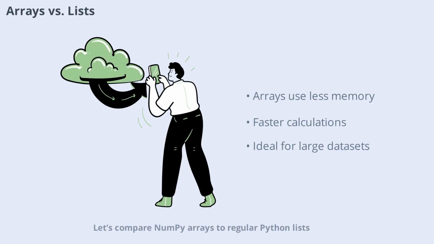Let's compare NumPy arrays to regular Python lists. While lists are flexible and easy to use, they're not optimized for numerical operations. NumPy arrays, on the other hand, are specifically designed for mathematical calculations. They use less memory and allow you to perform operations much more quickly. This difference becomes especially noticeable when you're working with large datasets or need to perform complex calculations repeatedly.